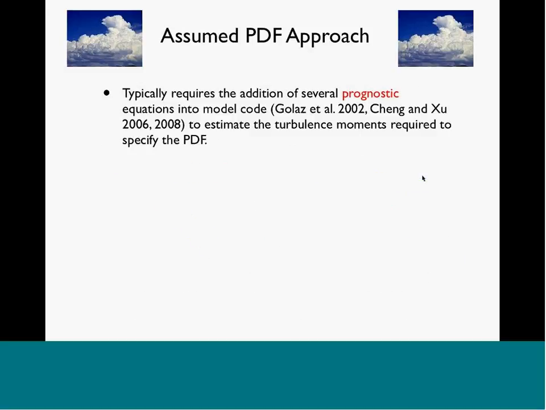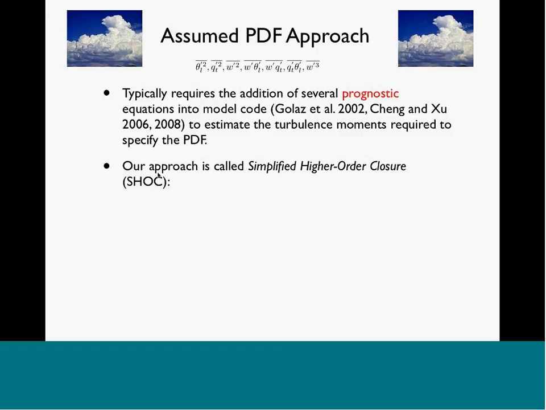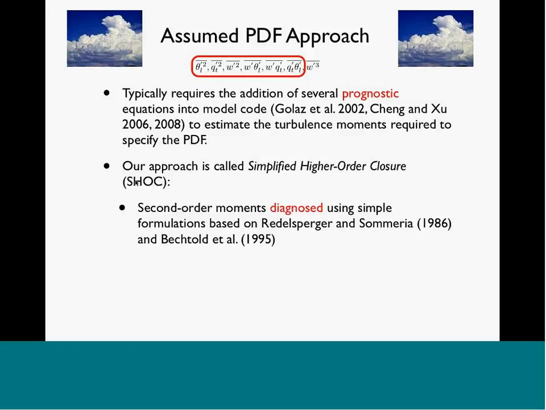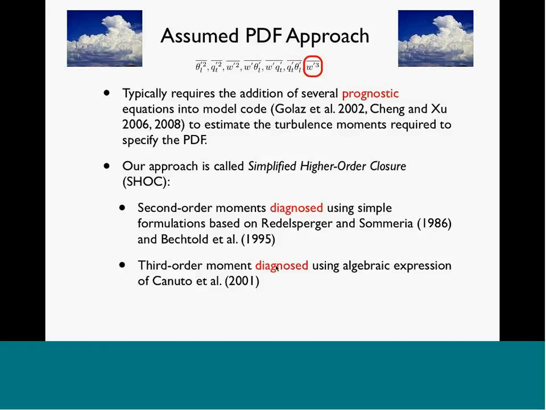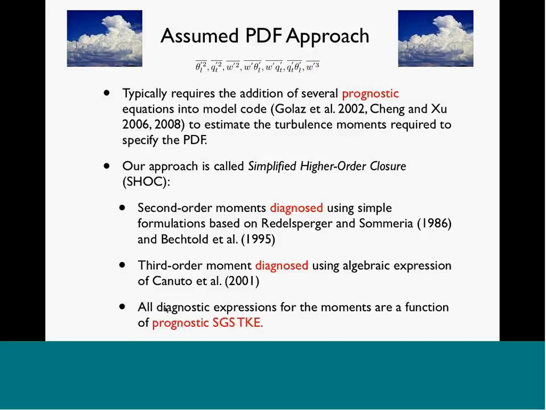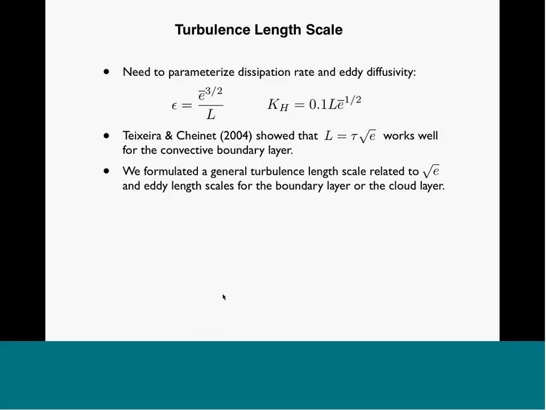So what have we done? So far I've basically showed you the methodology. What we decided to do is to simplify the approach, and called it Simplified Higher-Order Closure. I don't know if that's an oxymoron or not, but it makes a nice acronym. In our case, the second order moments are diagnosed instead of predicted, using simple formulations. And we also diagnose the third moment of vertical velocity, which is a key moment. And then we still predict the subgrid-scale turbulent kinetic energy. All the other moments are functions of that.